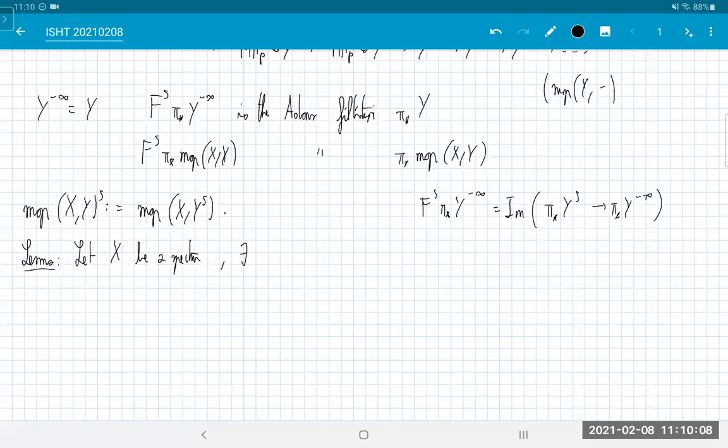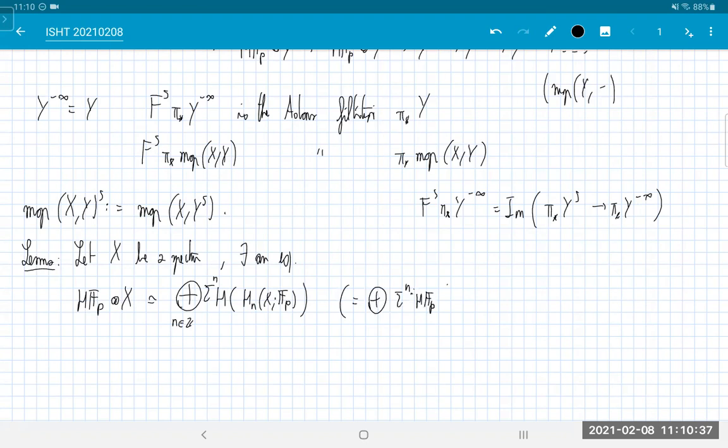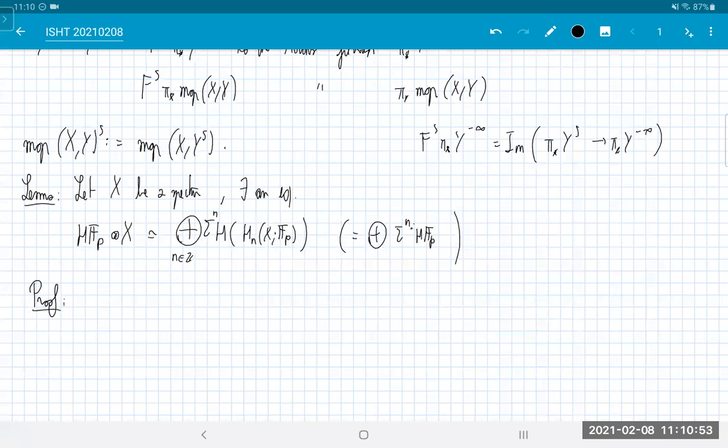I want to say that there is an equivalence, a natural equivalence actually, but I won't need it, between this and the sum of HFP suspended by N. That is, HFP tensor X is just a generalized Eilenberg-MacLane spectrum. So this is essentially a sum of a bunch of HFPs, which is the important part. And the proof is similar to the case of a rational spectrum that we did a long time ago. Let me just sketch it.